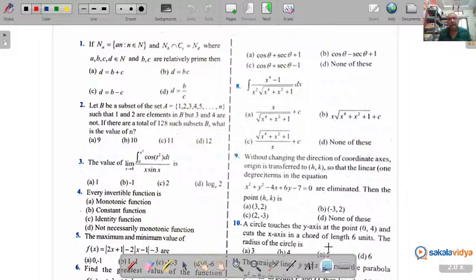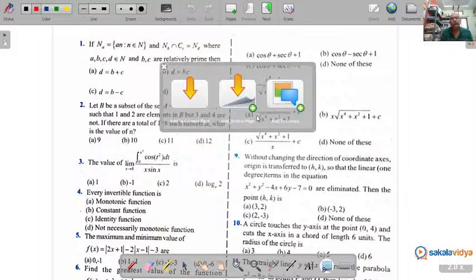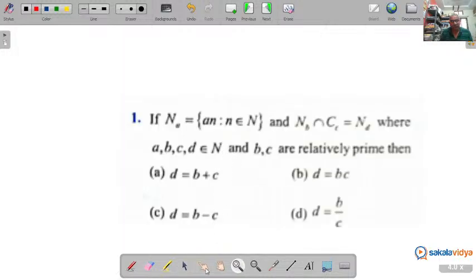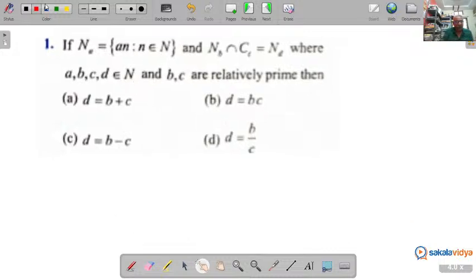So first question. Let me read. If N of a is equal to an such that n belongs to N, this is N of b intersection N of c is equal to N of d, where a, b, c, d belong to natural numbers, b, c are relatively prime, then what is the relation between d, b and c? We need to find out.